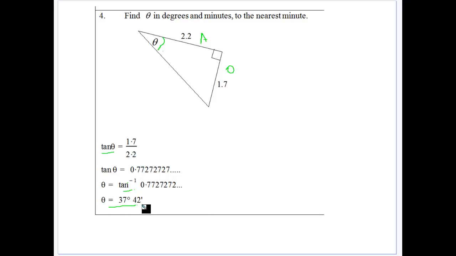Using our degrees and minutes button as well, we can go back and find it in degrees and minutes to the nearest minute, making sure we round correctly. So that's how we can find an angle. And you'll find sometimes we'll have to find angles, sometimes we'll have to find sides, depending on the problem we're given. But hopefully you're getting the hang of what we need to look for when we look at problems with right angled triangle trigonometry.